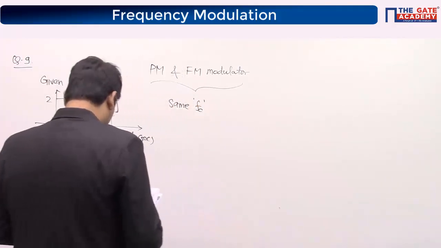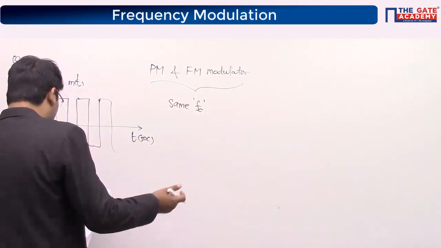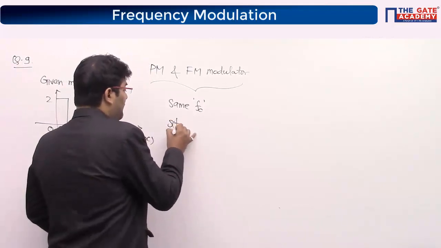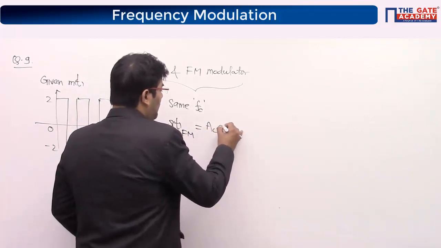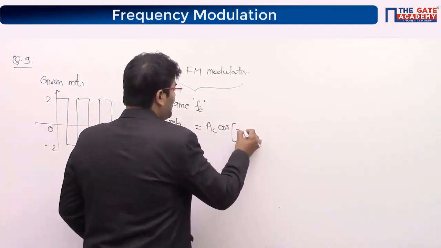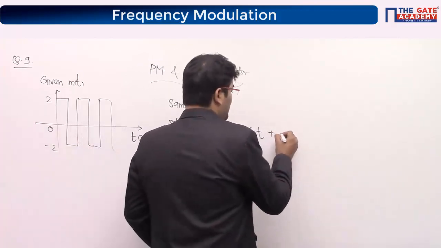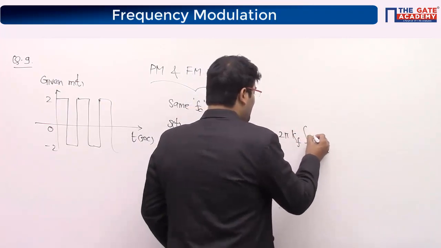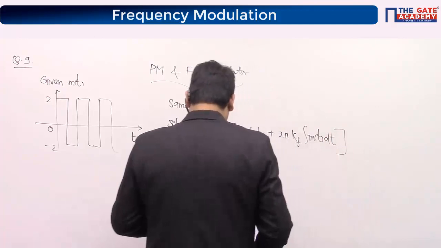Now, k_p and k_f we already know. So, why don't we write the equation of FM and PM? So, FM is, guys, A_c cos, write the very basic equation, 2 pi f_c t plus 2 pi k_f integral m(t) dt. Okay.